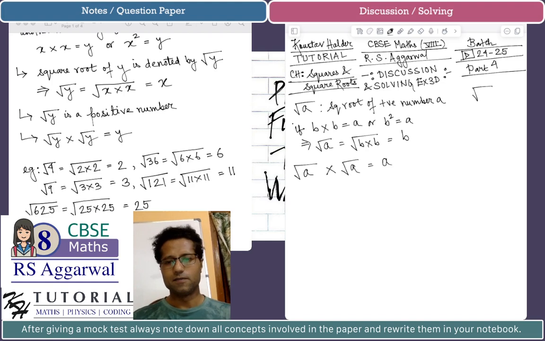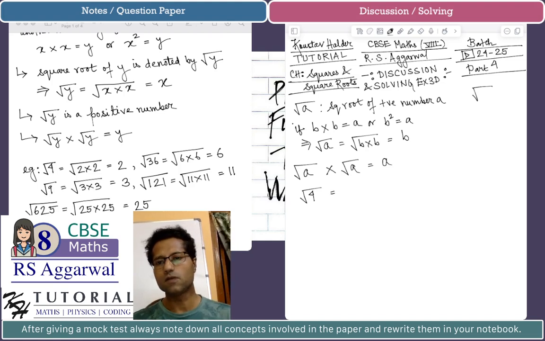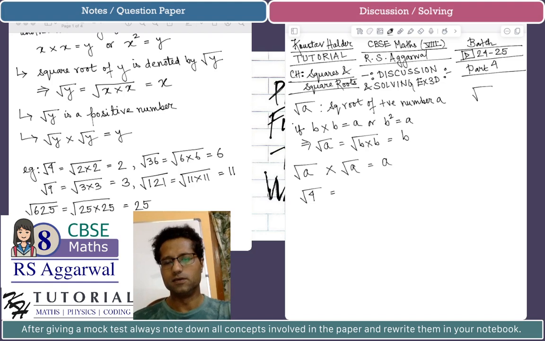As an example, what will be the square root of 4? We have to see, can we have a number whose square is 4? So we know 4 is 2 multiplied by 2.